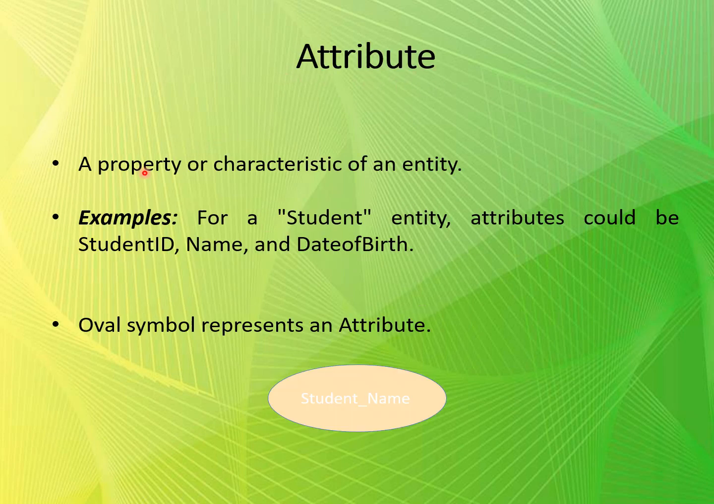Attribute, it is a property or characteristic of an entity. For example, student is an entity. The attributes of student are student ID, name, and date of birth. Normally, oval symbol represents an attribute. Here, student name is an attribute.